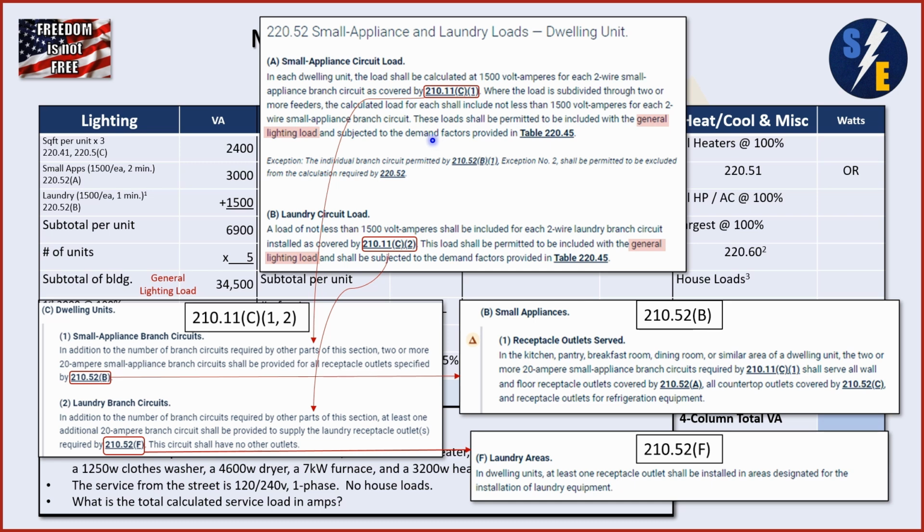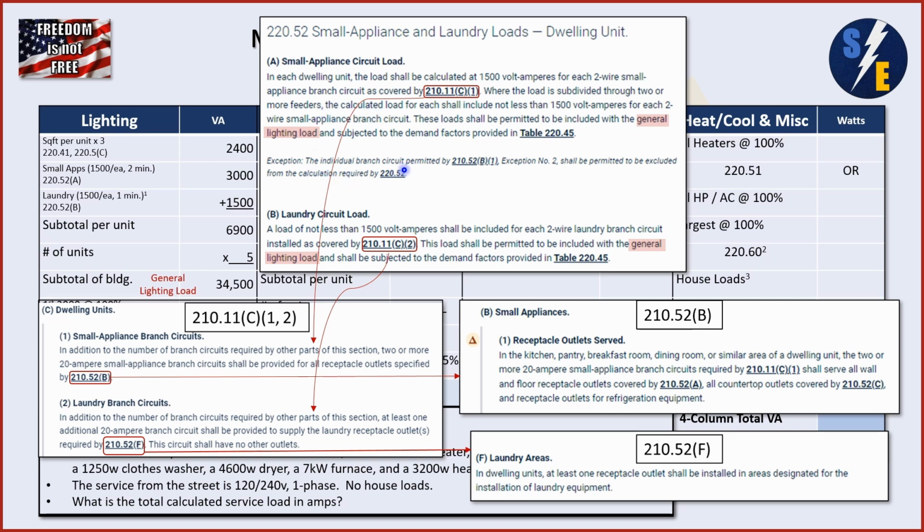And then it tells us these loads shall be permitted to be included with the general lighting load and subjected to the demand factors provided in table 220.45. Now we'll be talking about table 220.45 in the next section. So right now we are calculating the loads for our general lighting load, and that's going to end up being down here when we're done. Okay, now there is an exception to this part A.